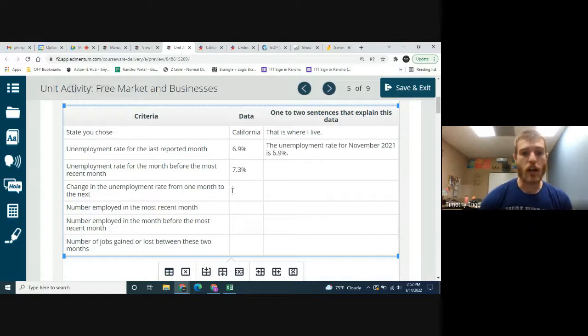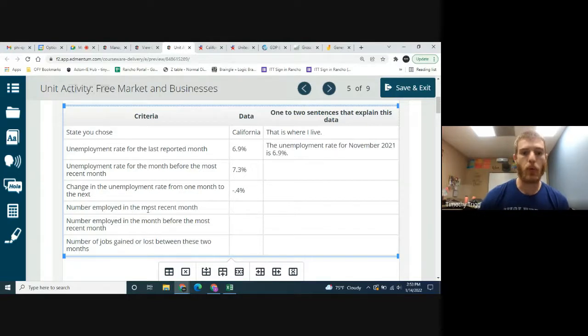So what's the change in the unemployment rate? It went down, right? So I'm going to put minus 0.4%, which is good. We want the unemployment rate to go down. Generally speaking, you want it to go all the way down as low as you can get it. And again, here you'd write in a complete sentence what this means. This means that the unemployment rate went down by 0.4%. Now, your numbers might be different depending on when you're doing this assignment or what state you clicked on. But generally, that's what we're doing here, okay?